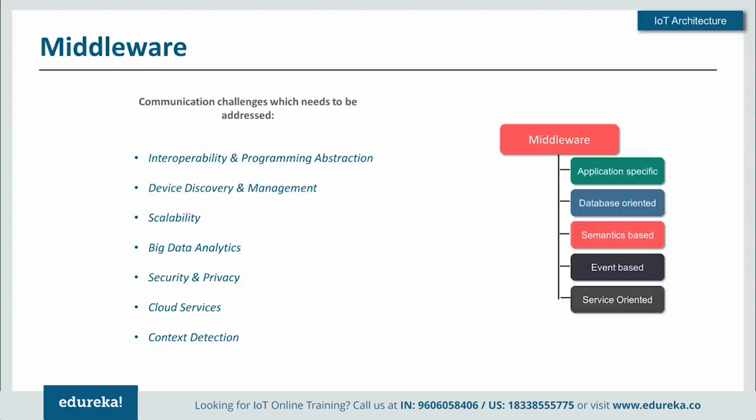Usually, when I use a highly capable middleware, then it also lets me perform big data analytics and implement security and privacy as well. And this in turn usually helps me communicate with cloud computing and also context detection. Now, again, when you come down to the middleware segment, you need to understand the various specifications of the application: which kind of database it is oriented to, what semantics it is based on, what kind of events it can process, and what kind of service it can provide as well. These are some aspects that you need to keep in mind while selecting your middleware for your architecture.